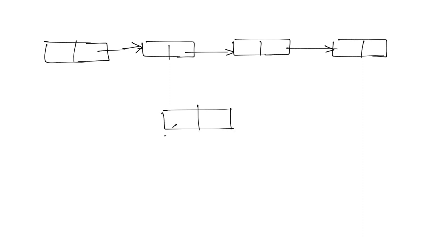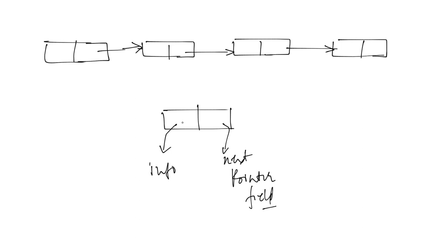These are the individual nodes, and these are connected using pointers. Each individual node should have a minimum of two fields. The first field is called the info part, and another field is called the next pointer field. This part is going to hold the real data, and this part is going to hold the address of the next node.